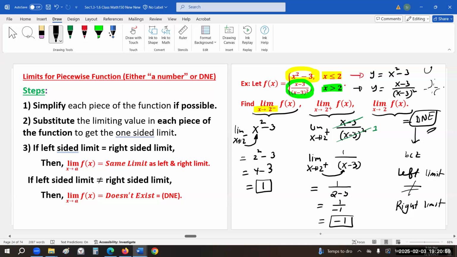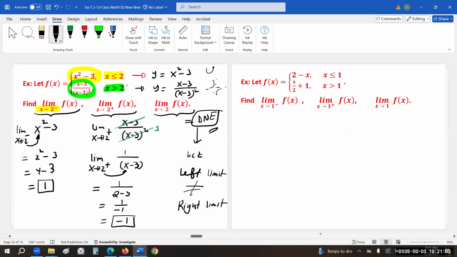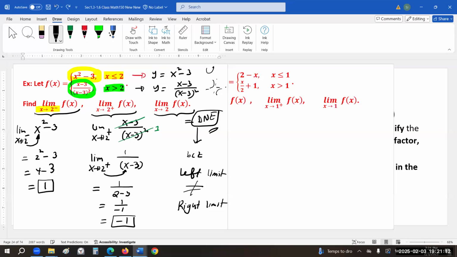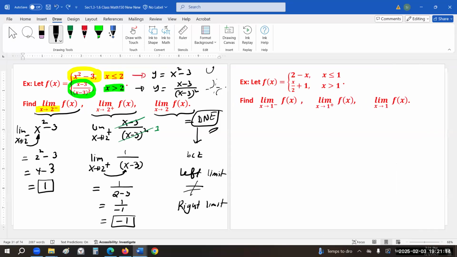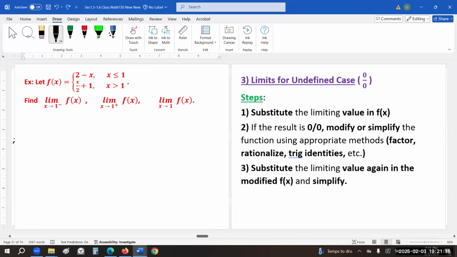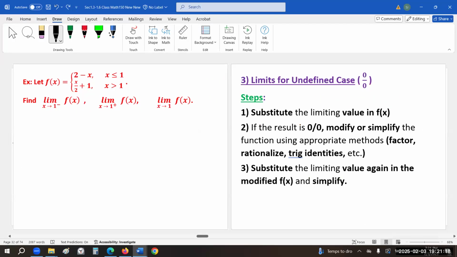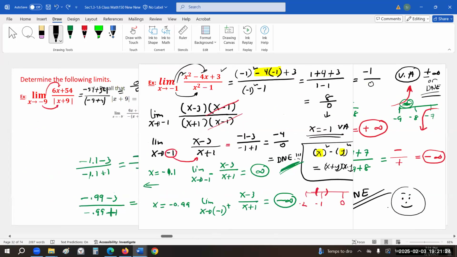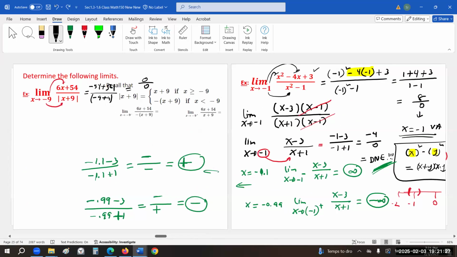In our next class, which is Wednesday, which will be in person, I'm going to start with another piecewise function. And then we are going to go to the third scenario when you have 0 over 0. And whatever example we missed here, the first example, I'm going to put that under that option.